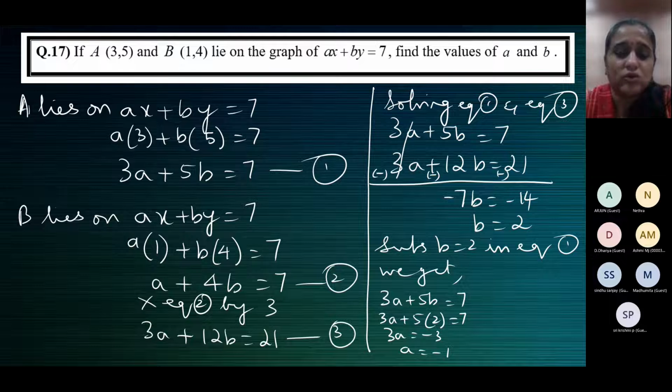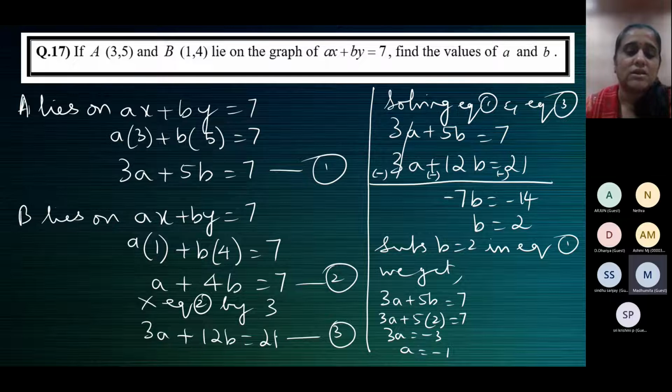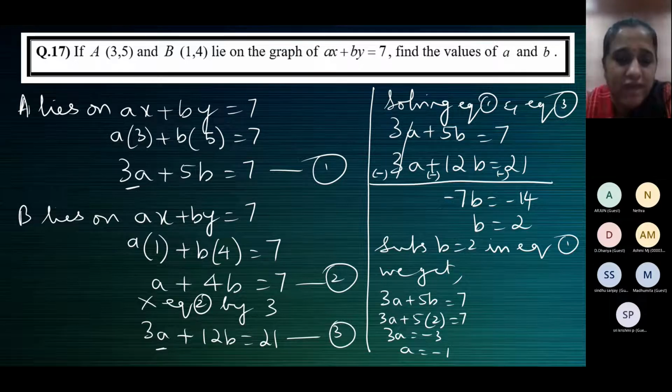So that will give you A into 3. Tell me that, Madhumita. 3A, ma'am. Then 4B into 3 is 12B, and then 7 into 3 is 21, ma'am. Now what do you observe? Now we get the coefficient of A as 3. Now they are the same. The coefficient of A in both the equations, they are the same.